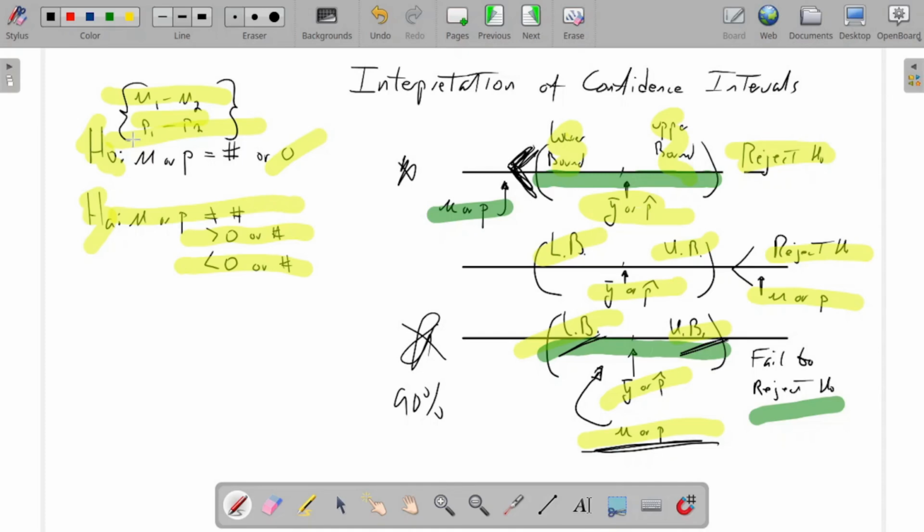And that really is all there is to interpretation of confidence intervals, so let's just leave it there. And we'll see a couple of examples and put this into practice.